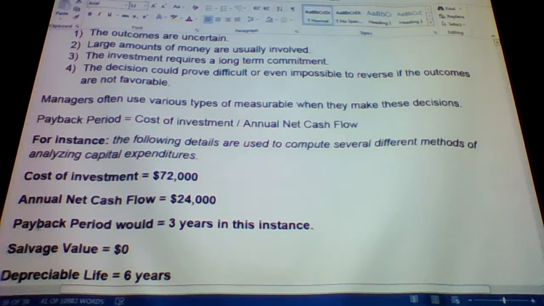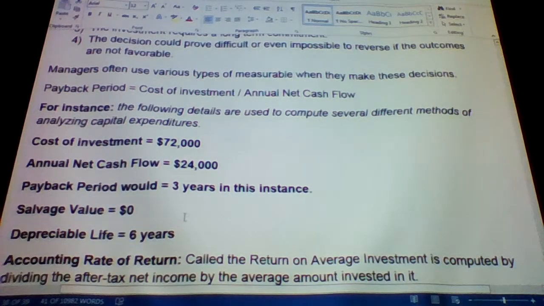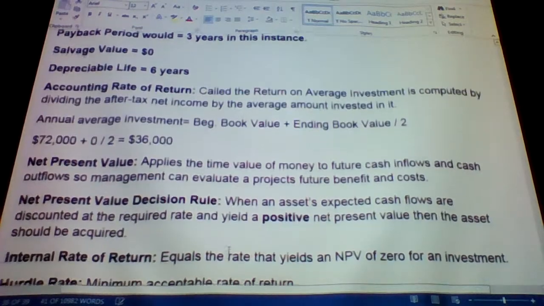Here, the cost of the investment was $72,000. Annual net cash flow, that's what your annual net cash flow after tax is, everything. That's net. $24,000. And in this case, we're talking about payback period. Your payback period would be 3 years because annual net cash flow goes into the cost of the investment 3 times. We're going to say that there was a salvage value of 0 on this item that we're investing in, and it has a depreciable life of 6 years.